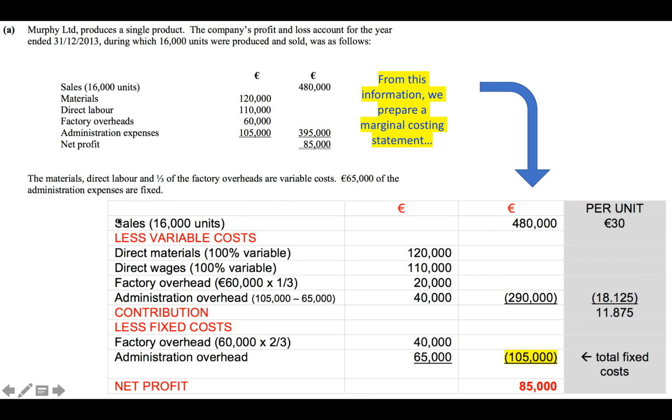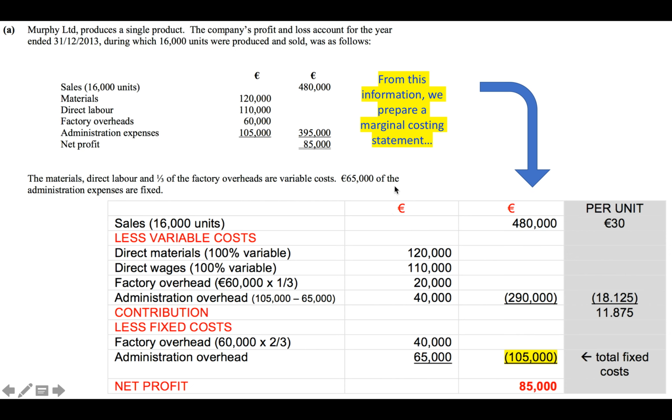So here we have our sales, 16,000 units and 480,000. Here we also want to work out the amount per unit, because this will be useful for us when we're doing our question. Then we split up the variable costs. We were told that the materials, direct labour and a third of the factory overheads are variable costs. So 100% of the direct materials goes in there, 100% of the direct wages goes in there, and then factory overhead 60,000 multiplied by a third, so 20,000 there, and under the fixed costs, two thirds of the factory overhead goes there, so 40,000.